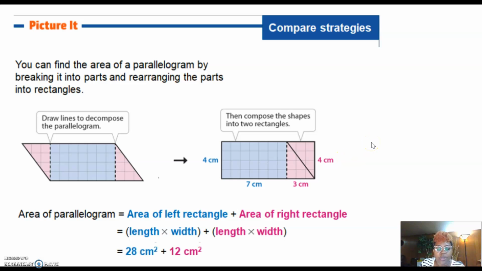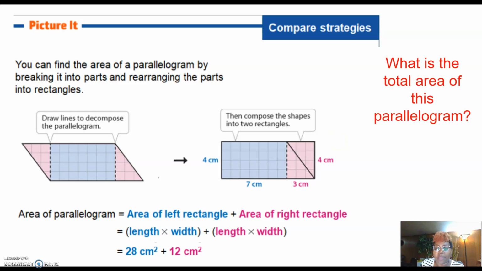Once we do that, we know that 4 times 7 here gives us 28. That's the blue area. And then 4 times 3 here gives us 12 centimeters squared. That's the pink area. So now we have the area of the blue rectangle plus the area of the pink rectangle. And we're going to stop here because my question to you is, what is the total area of this parallelogram? So we're going to stop now, and then in the chat, we are going to answer that question.